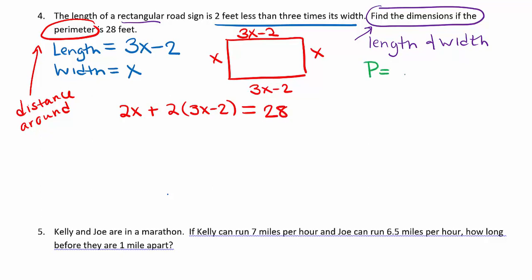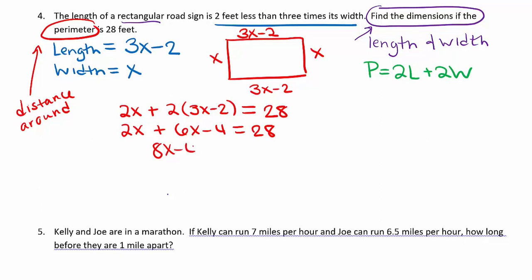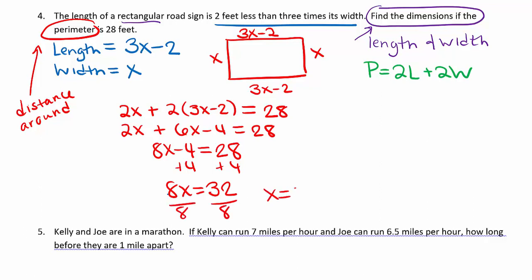In fact, there's a formula for perimeter of a rectangle. If it's easier for you to think about this in terms of a formula, perimeter is always 2L plus 2W, and that's what I've done here to get my equation. To solve, I'm going to get rid of parentheses, so distribute the 2, and then I'm going to combine like terms. That gives me 8x minus 4. Now I can get the x by itself, so add the 4, 8x is 32, and to finish, if I divide both sides by 8, I get x equals 4.